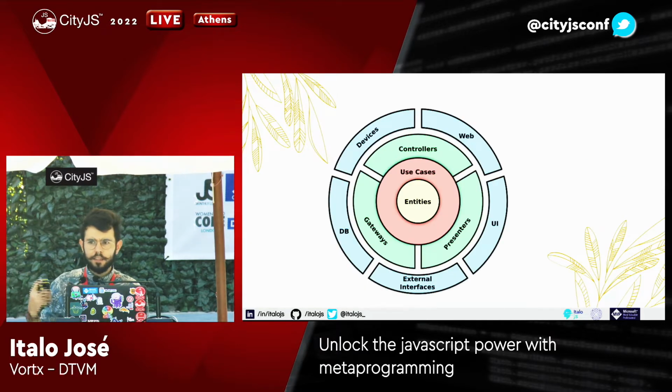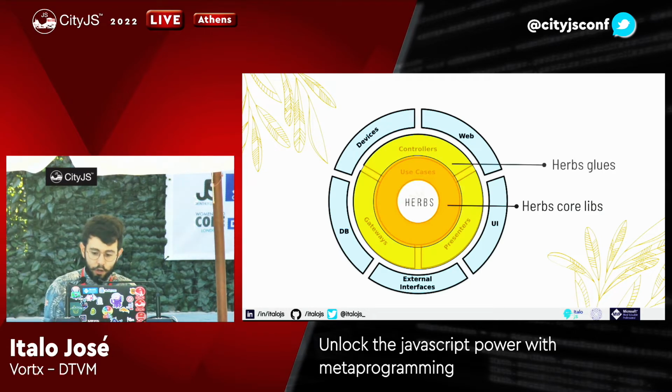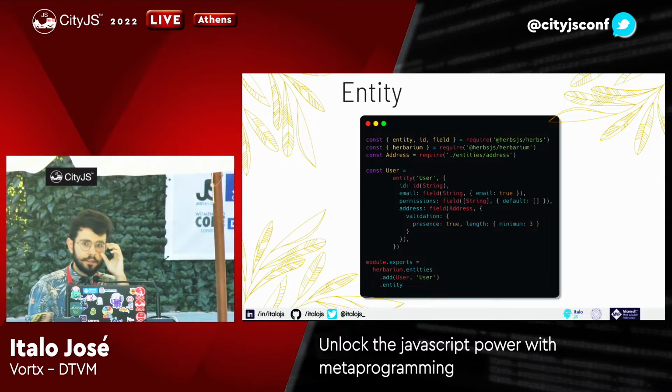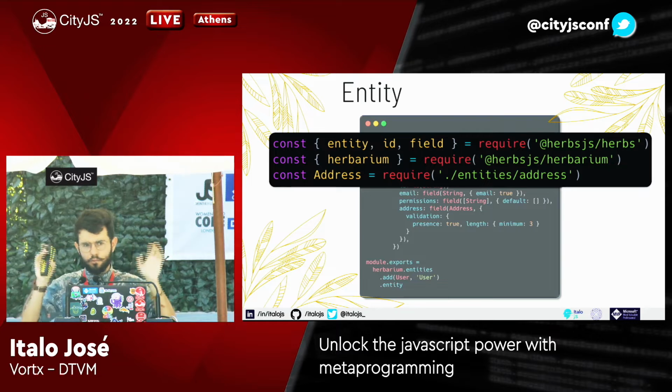As I showed earlier, we have our domain, and to code our domain, we use the Herbs core libraries. And the Herbs core libraries help to build only the entities and use cases. So our glues could read your use cases and entities and provide you the infrastructure. For example, here I have an entity and I'm just importing herbs core in the first line. I'm importing entity, id, field, and I'm importing herbarium too, which is a glue that will consume the use cases and the entities to do something.